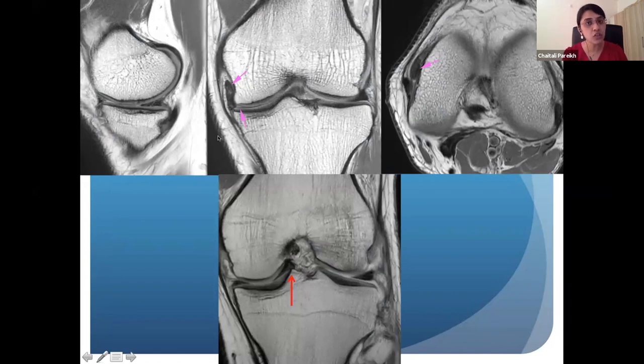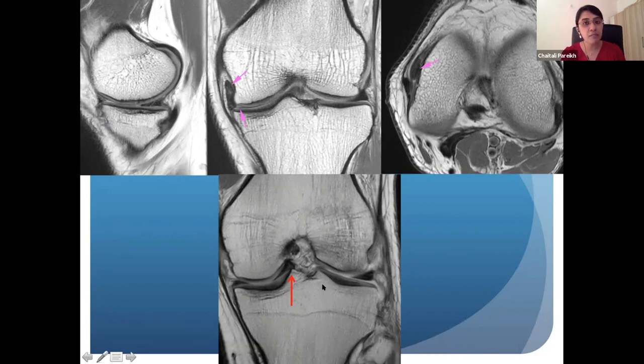Often in chronic tears, you won't be able to see a flap, but in acute tears, you will see a flap. So here you can see, this is the coronal image of the same patient at the level of the body, and you can see that there is a large flap which is going into the superior medial gutter. Same patient on the axial section, you can appreciate the flap.